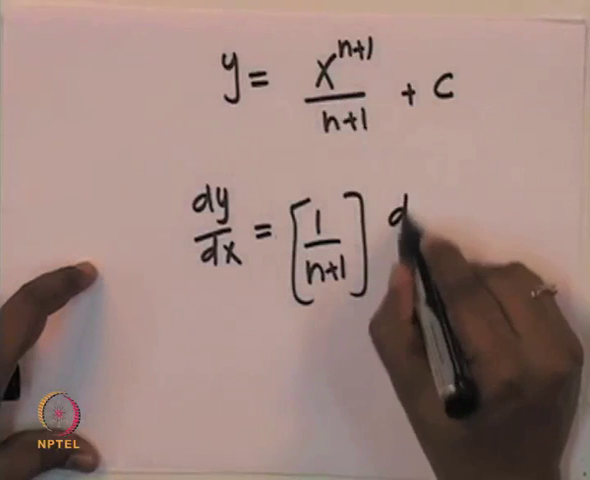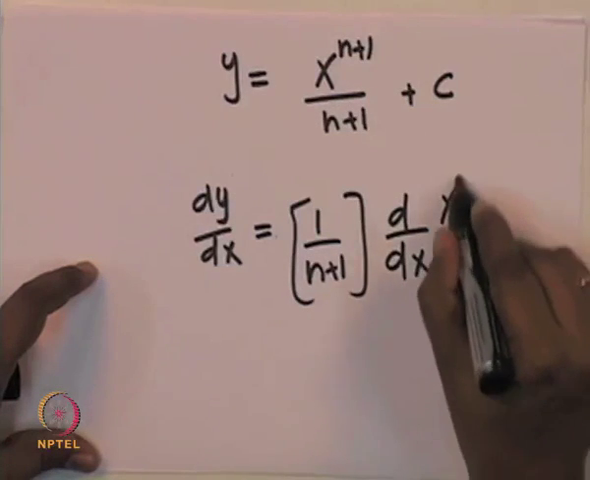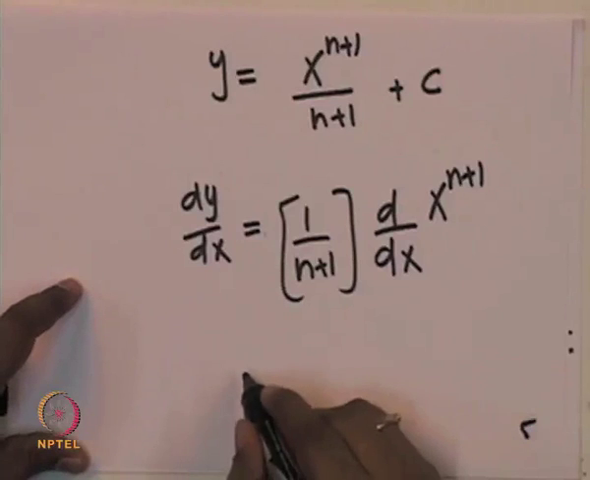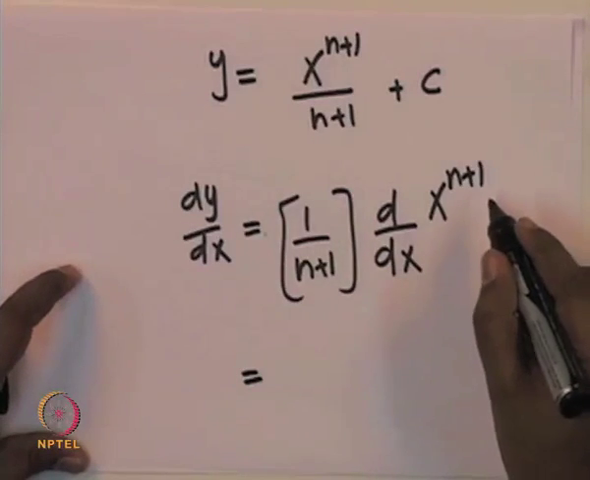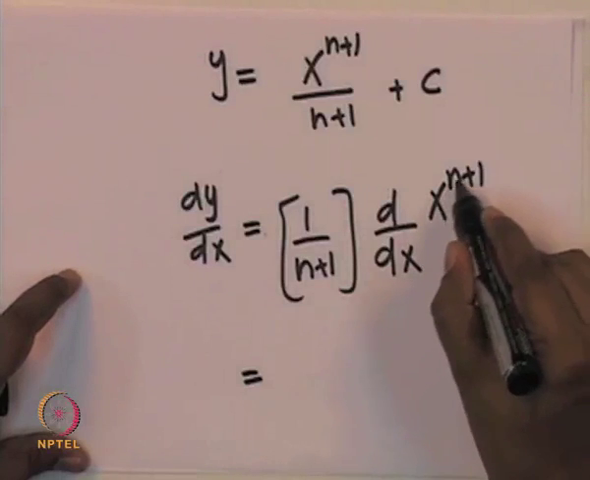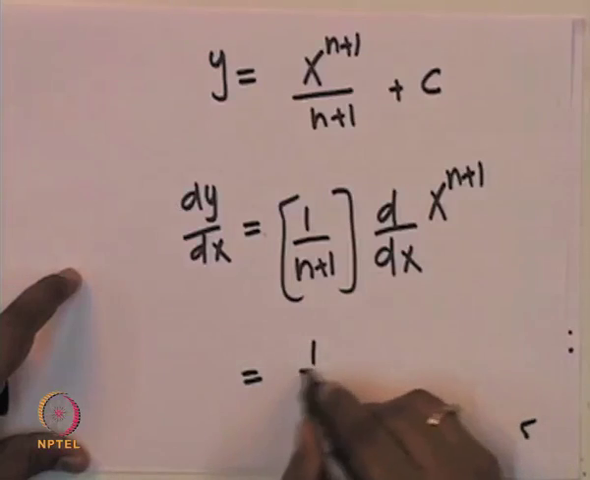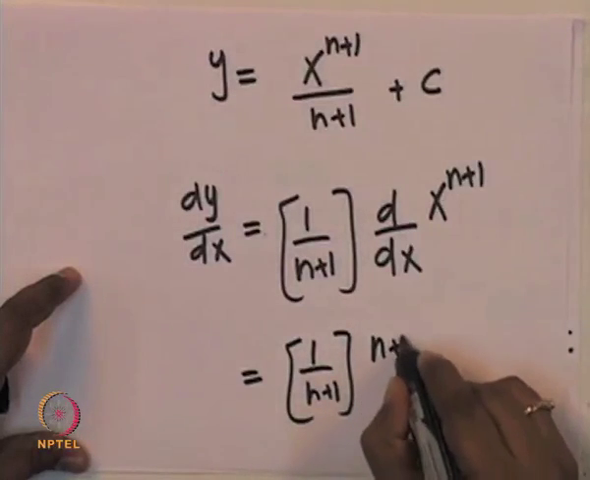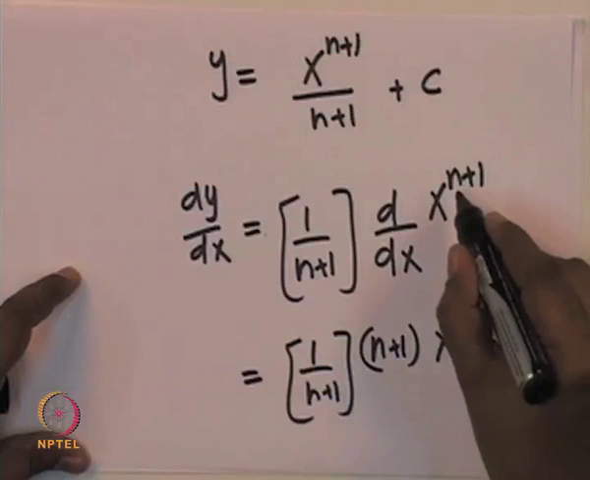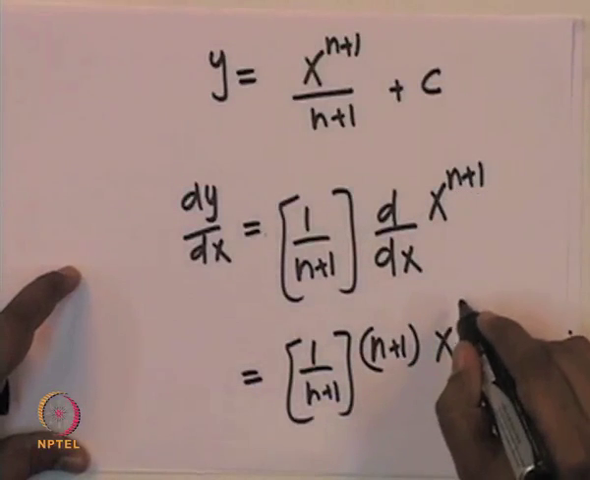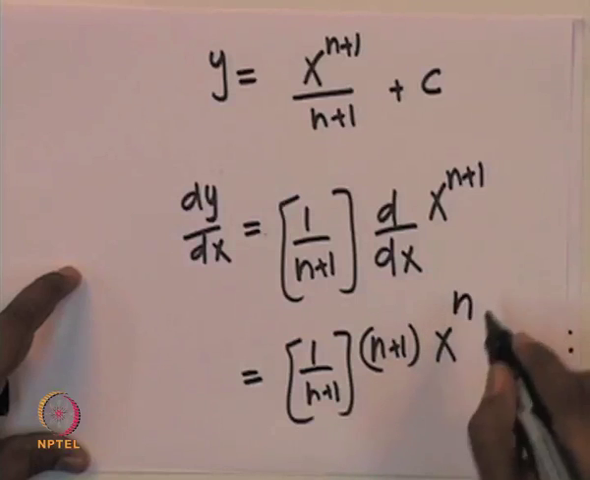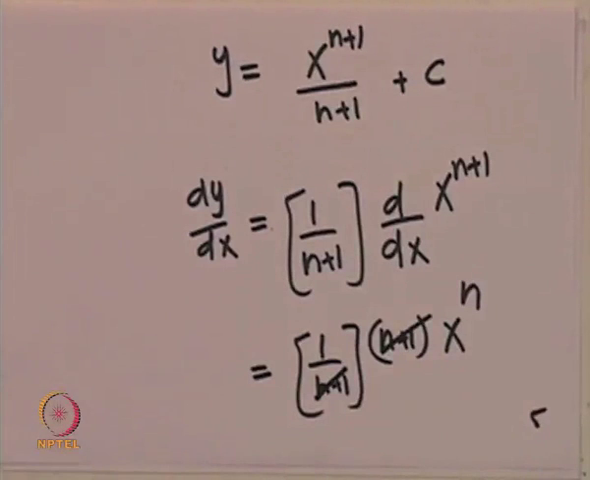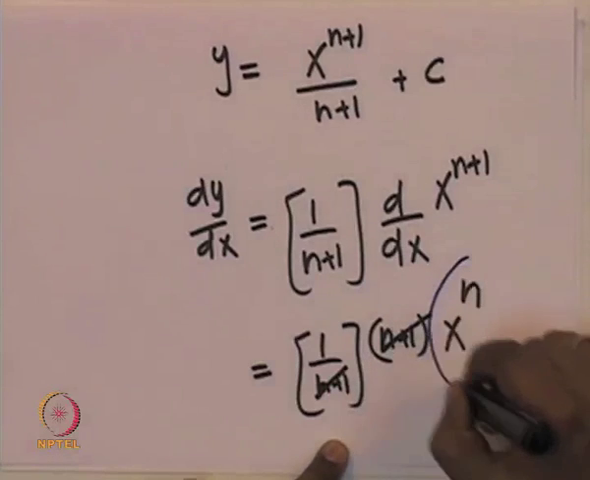Now, what you have is the derivative of x power n plus 1. If you go back and look at the rules of differentiation, the rule is that the n plus 1 comes down. So, 1 by n plus 1 here, and the derivative of this is n plus 1 times x power n plus 1 minus 1. n plus 1 minus 1 is n. So, this and this cancel, and the answer you finally get is x power n.